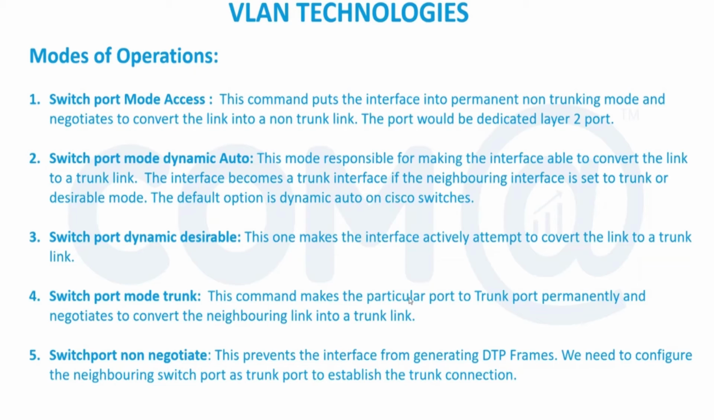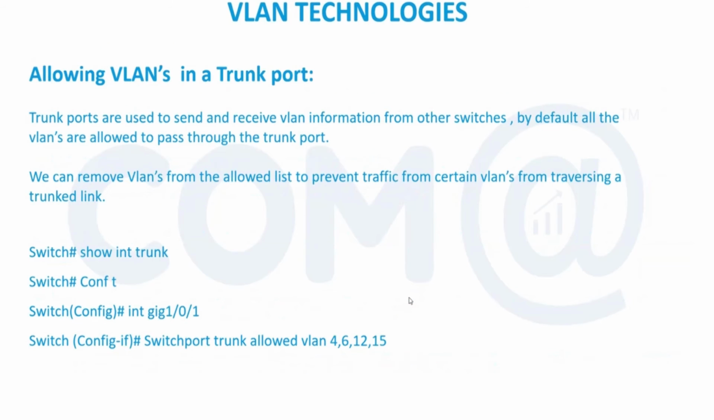Switchport nonegotiate. So this prevents the interface from generating DTP frames. We need to configure the neighboring switch port as a trunk port to establish trunk connections. So we'll have more than one trunk port enabled. For this kind of requirement, we'll be using the second port. So these are all the modes of operation in the switch.